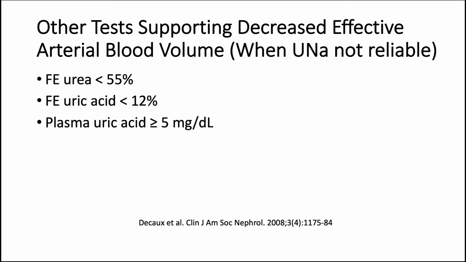Now, a similar thing happens with uric acid. When your effective arterial blood volume is decreased, your proximal tubule will reabsorb more uric acid, and your plasma uric acid will go up. So your FE uric acid will be low, less than 12%, and your plasma uric acid will be high, more than 5. Those are other markers that can help you figure out the effective arterial blood volume in patients with ADH-dependent or vasopressin-dependent hyponatremia, when the urine sodium is not reliable.